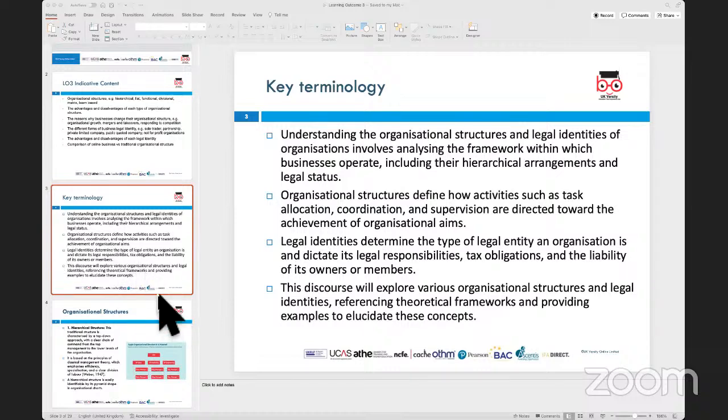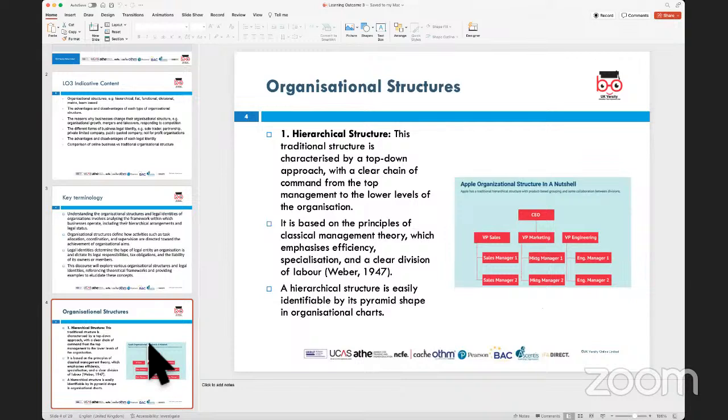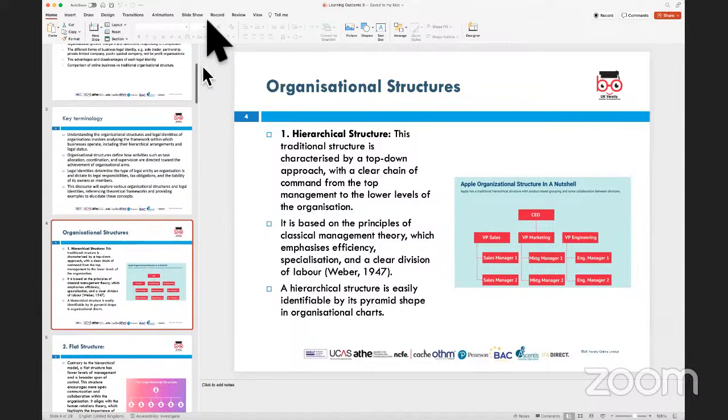Now, when we start looking at structures and legal status, let's go into a bit more detail right now. When we look at organizational structures, there are 5 basic types. Although over the years there are other structures which have also come up, generally speaking, what we will see is that there are 5 basic types of structures. The first one that we look at is called hierarchical structure.